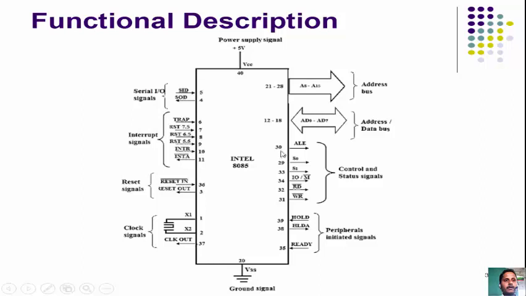Pin number 30 is the ALE pin, that is address latch enable, to demultiplex the address and data bus, that is AD0 to AD7. Pin number 29, pin number 33, status pins S0, S1. Pin number 34 is the IO/M bar to indicate the IO device related operation or memory related operation. Pin number 31 and pin number 32, these are the active low output control signals, read bar and write bar respectively.